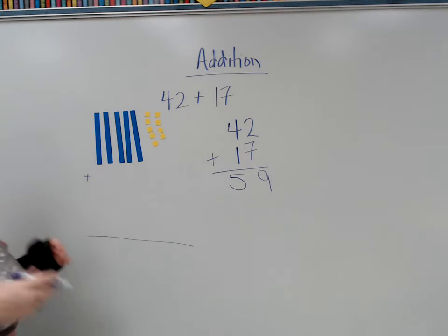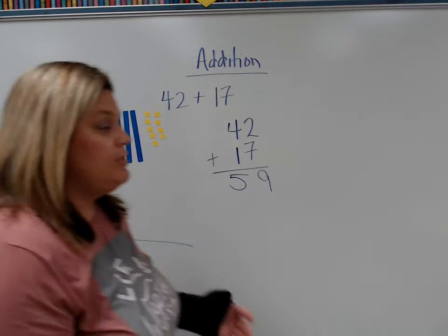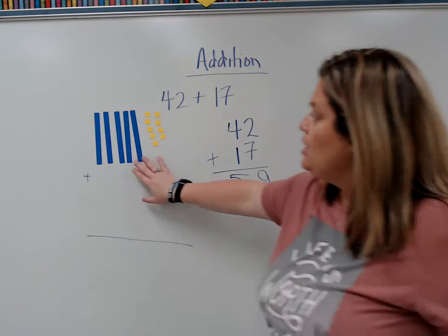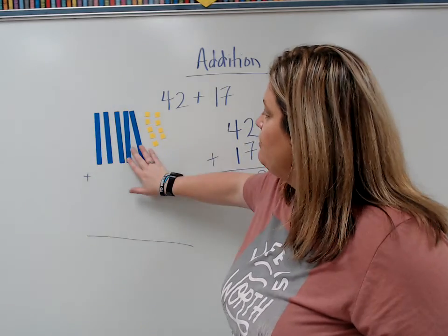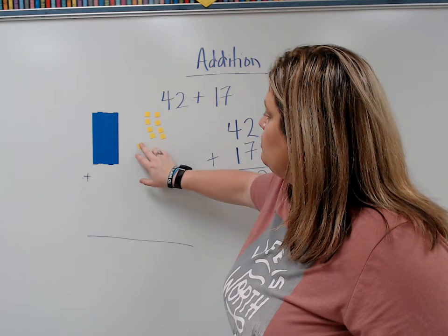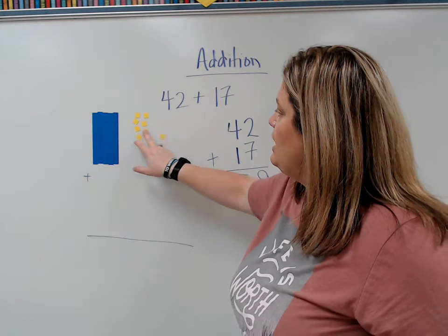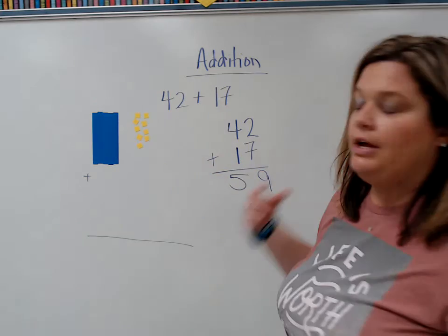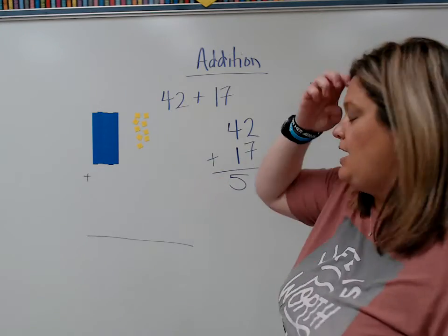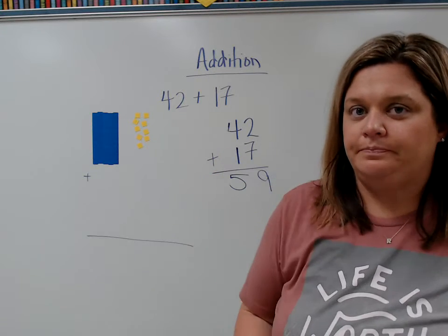So 59. And you can even see that with your base 10 blocks when we added. You have 1, 2, 3, 4, 5. That's 50. 51, 52, 53, 54, 55, 56, 57, 58, 59. There you go. Each number has its own neat little place.